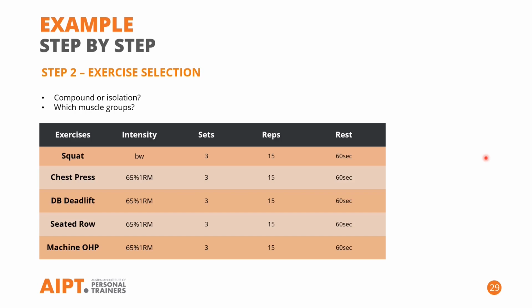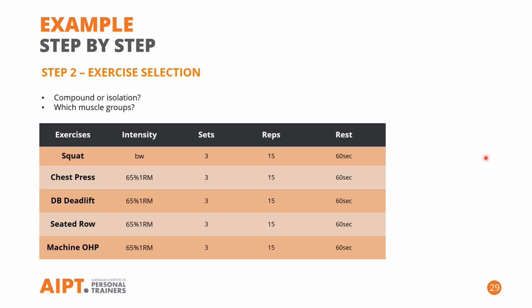And as long as they can perform that exercise with the desired range of motion, then they should be able to then progress to adding load. So we've got the squat in here already, and it's a body weight version. So we've chosen BW for intensity. And we've got the program set with variables of 3 sets of 15 repetitions for 60 seconds rest in between.